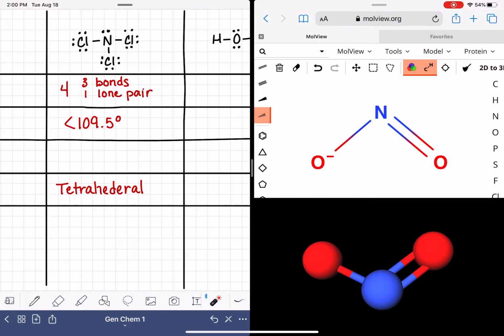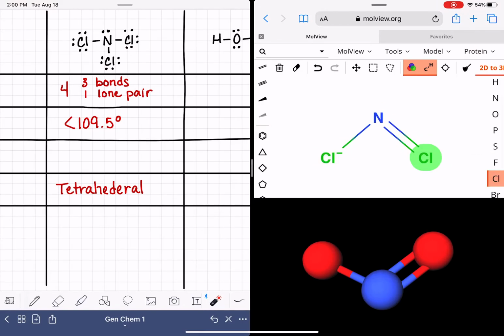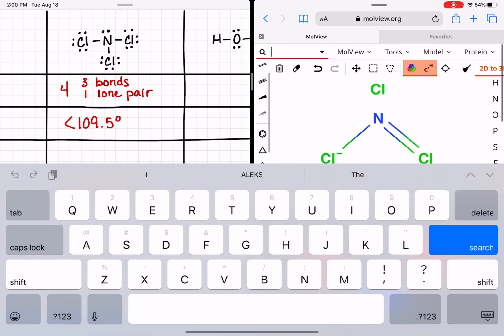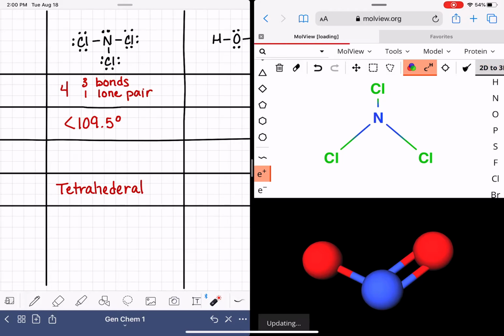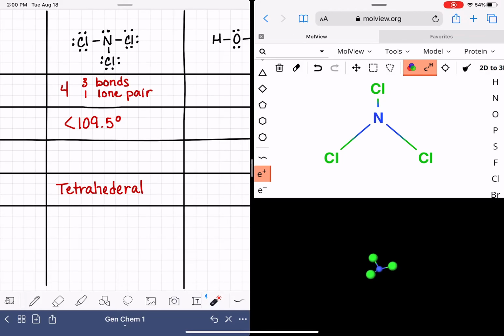So I am going to change this molecule up a little bit. I'm going to change those oxygens to chlorines, and I'm going to add a 3rd chlorine on there. Let's get a bond to that chlorine. I need to change this bond to a single bond, and I need to get rid of the negative charge on this chlorine. So there is our NCl3 molecule. I don't need to put lone pairs on this in Mole View. And here is NCl3 in 3 dimensions.